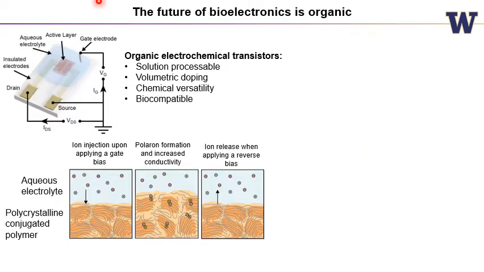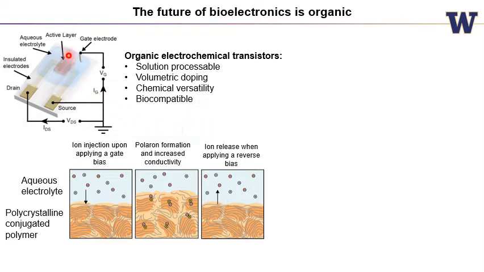The organic electrochemical transistor is a device that we focus a lot on in the group. These devices have a lot of advantages over the state-of-the-art bioelectronic devices that are typically made of silicon. First of all, the active layer is solution processable. You can dope these active layers volumetrically. You have chemical versatility, and they're also biocompatible.